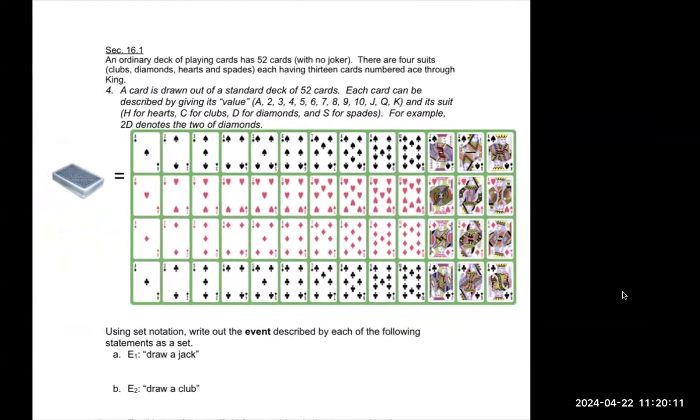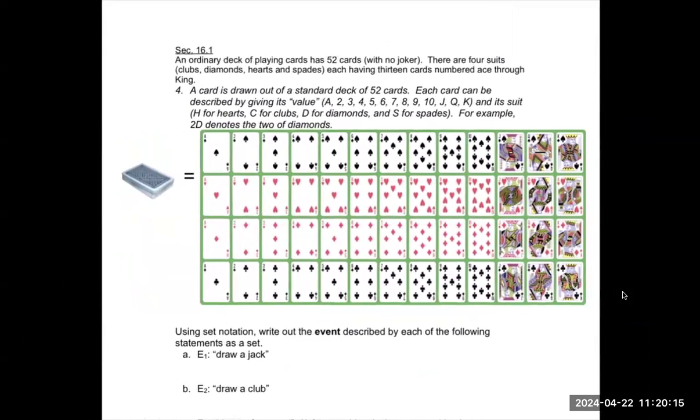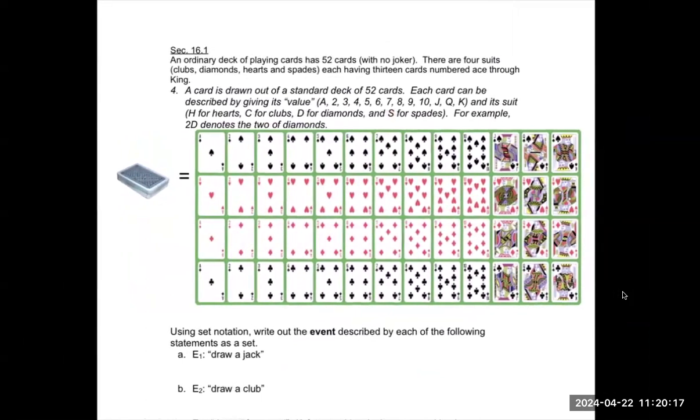Okay, so they just explain that out to you. And then they say they usually use an H for hearts, C for clubs, D for diamonds, and S for spades. And then 2D denotes 2 of diamonds. So that's some of the notation that we'll be using.